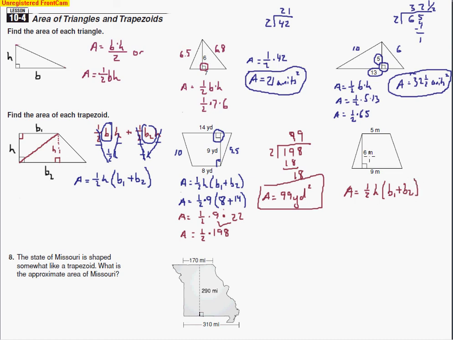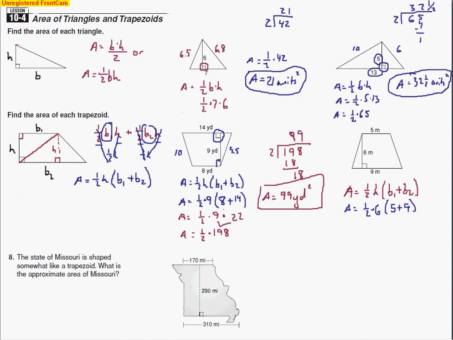And so I go ahead and substitute my numbers in there. And it doesn't matter which one you call base 1 or base 2. That does not matter. All that matters is that we have the two sides parallel being added together, and they're multiplied by the distance between those two sides, 6 meters. And so let's go ahead and rewrite what we've got. 1/2 times by the height, which is 6, times by the sum of the two bases, 5 plus 9.